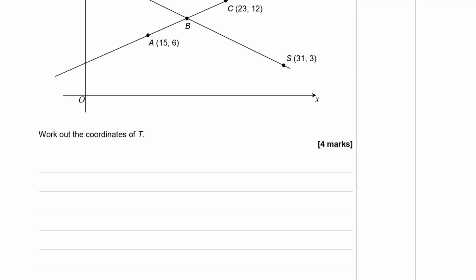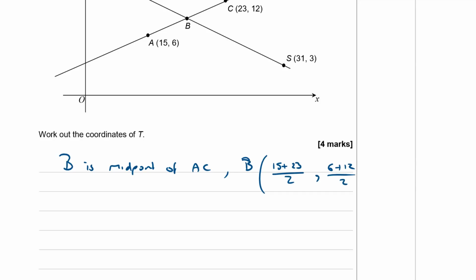So B is the midpoint of AC, so it has coordinates. So let's average out the x and the y coordinates. So the x coordinates of A and C are 15 and 23, so we need to average those. And we need to average the y coordinates as well, which is 6 and 12, so averaging those out.